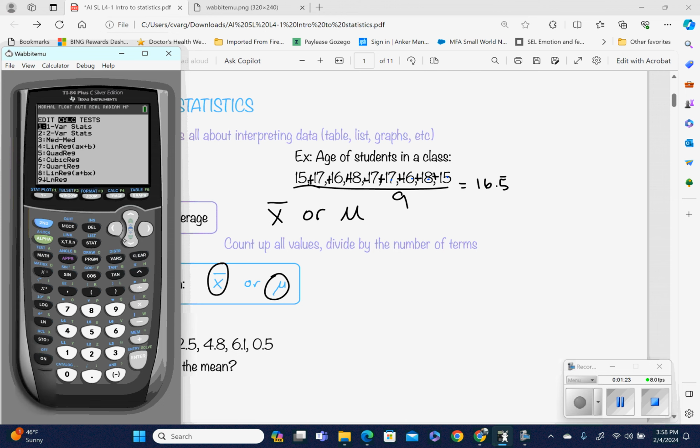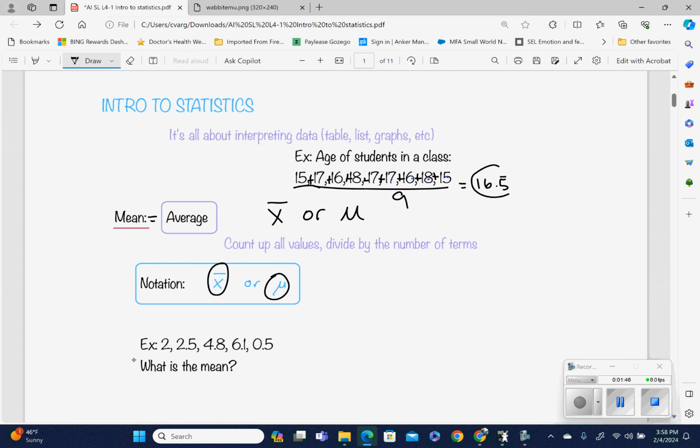Stat, go over to calc. Option number 1 is 1-Var Stats. Frequency means that we have like, oh, there's 10 15s or 43 17-year-olds, right? So that's when you would have like an L2, but we don't. So we're just going to hit calculate and it'll give us our mean, right? So mean again is X with the line over it, which is our first one, which says 16.5 repeating, okay?